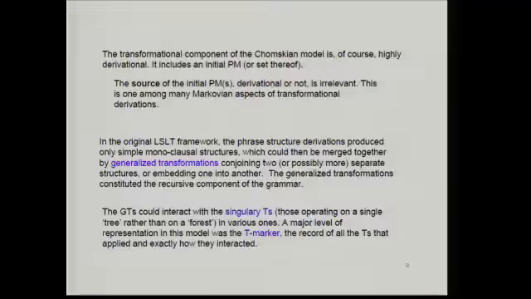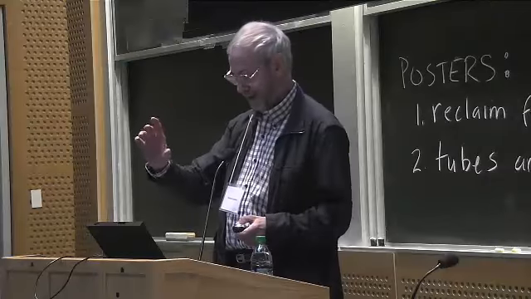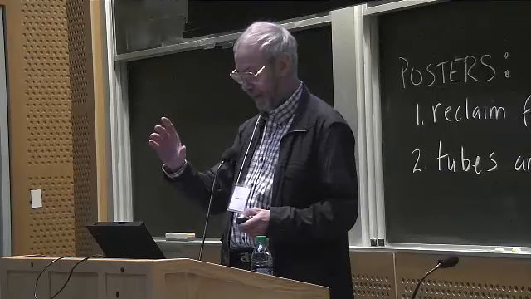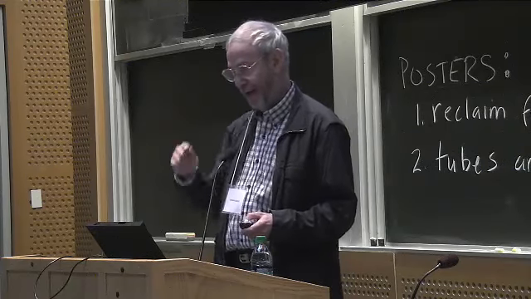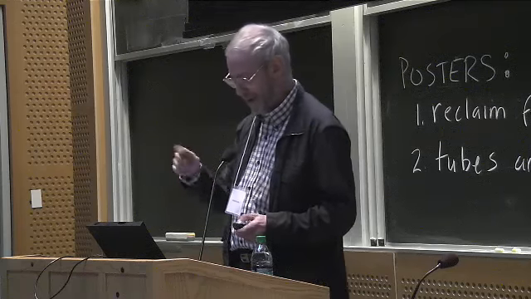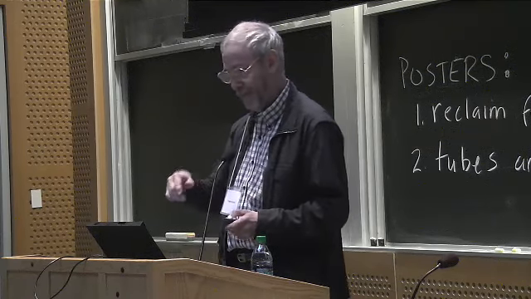Now, the transformational component of the early Chomskyan model is, of course, highly derivational. It includes an initial phrase marker, or a set thereof. The source of the initial phrase marker, or phrase markers, derivational or not, is irrelevant. This is one among many Markovian aspects of transformational derivations. All you care about in the transformational derivation is what you have now, not how it got to be that way, with one exception that I won't have time to get into now. But if you look at the list of transformations in Syntactic Structures, you'll find one with an explicitly non-Markovian marker on it.